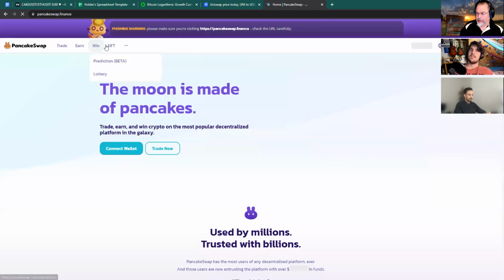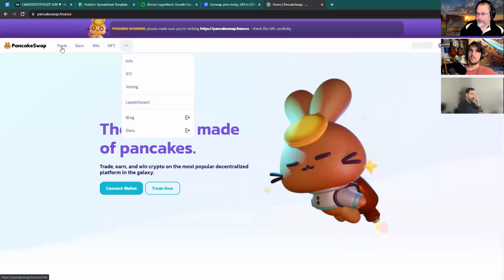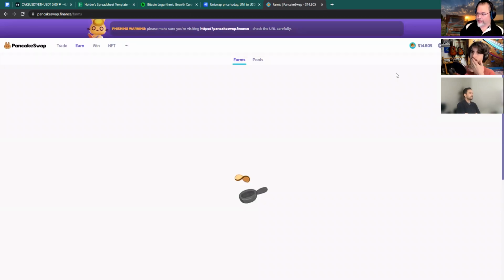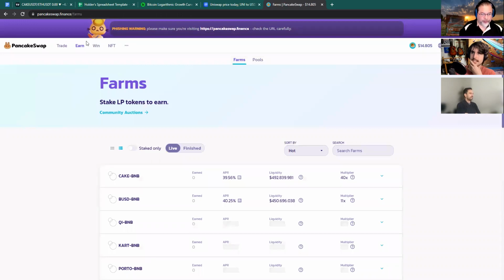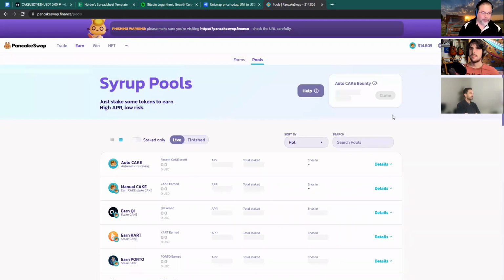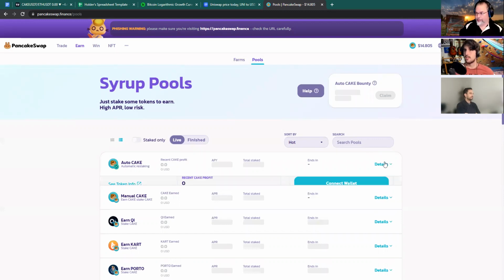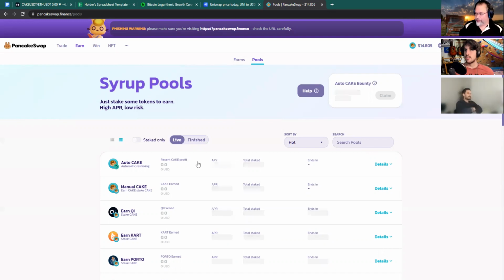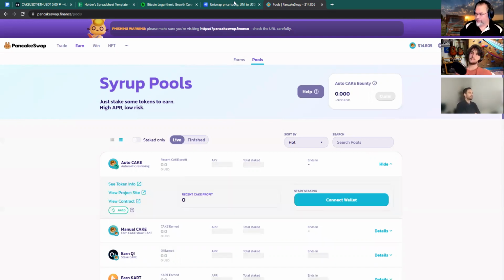And if you stake it, let's see if you can see it without connecting my wallet. It's loading. No, farms is liquidity pools. Okay, pools. It's been a while since I accessed PancakeSwap on my computer. I usually do it on my phone. Doesn't it show it? Oh, let's see. Yeah, it's not showing up, but currently it's about 70% a year.